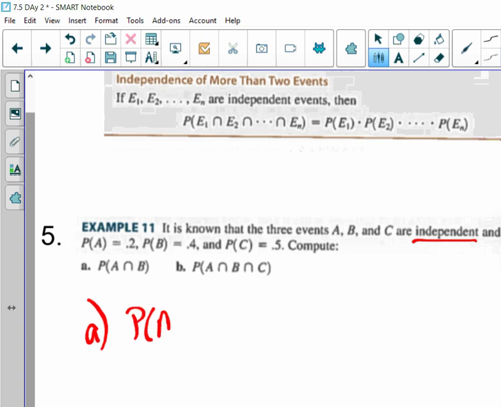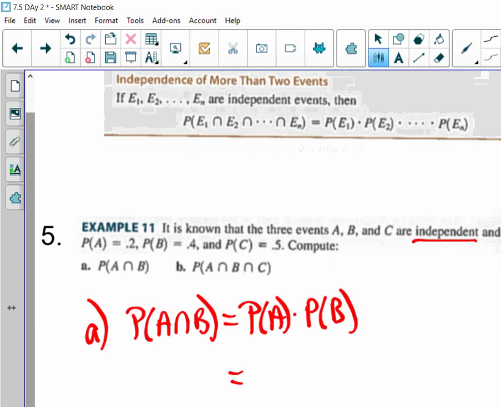The probability, since they're independent, of A intersect B has to equal the probability of A times the probability of B. We know the probability of A is 0.2. We know the probability of B is 0.4. So that means that the probability of the intersection has to be 0.08. Do you agree with that? And the same thing for the next one.